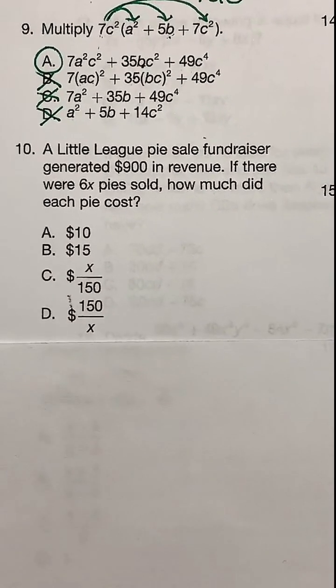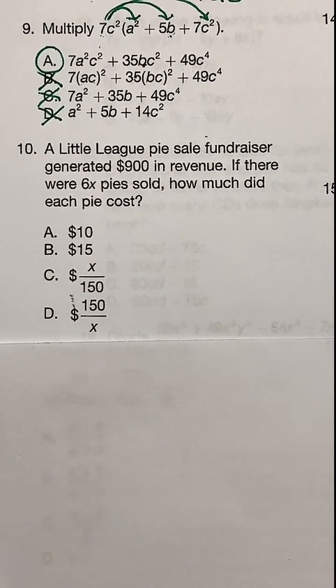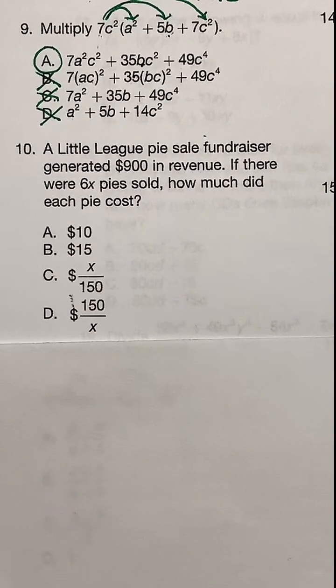A Little League pie sale fundraiser generated $900 in revenue. If there were 6x pies sold, how much did each pie cost? Is it A, $10, B, $15, C, x over 150, or D, 150 over x? Which do you think?